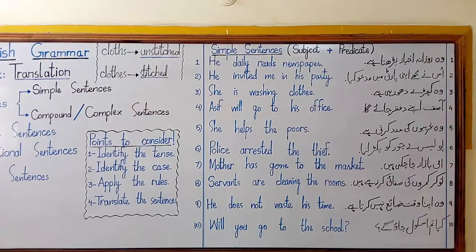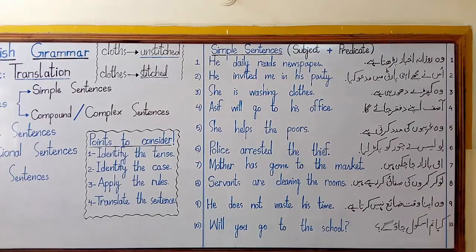Sentence number 9. वो अपना वक्त ज़ाया नहीं करता है. Yes, this is present simple. But which case is this? Affirmative, negative or interrogative? वो अपना वक्त ज़ाया नहीं करता. Yes, very correct. This is negative sentence. Present simple negative, and you know that we use do and does as auxiliary verbs in present simple in negative and interrogative sentences. With he we use does and with I we use do. So he does not waste his time. वो अपना वक्त ज़ाया नहीं करता है. Present simple negative sentence.